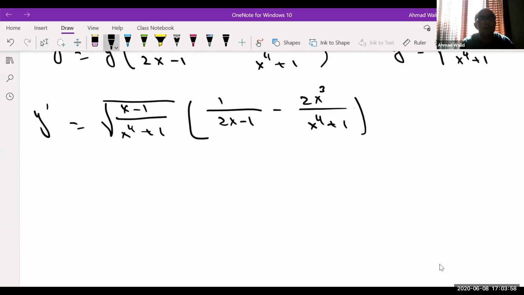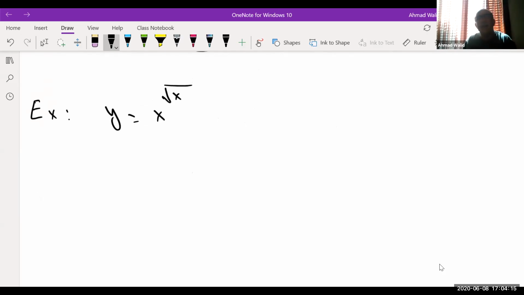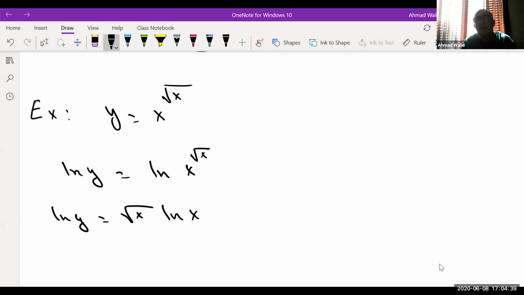Let's do another example. Differentiate y equals x to the power of square root of x. What I do, immediately I'll apply the ln on both sides. Ln y equals ln of x to the power of square root of x. Now, based on the logarithmic rules, this square root of x comes to the front. Ln y equals square root of x times ln x.